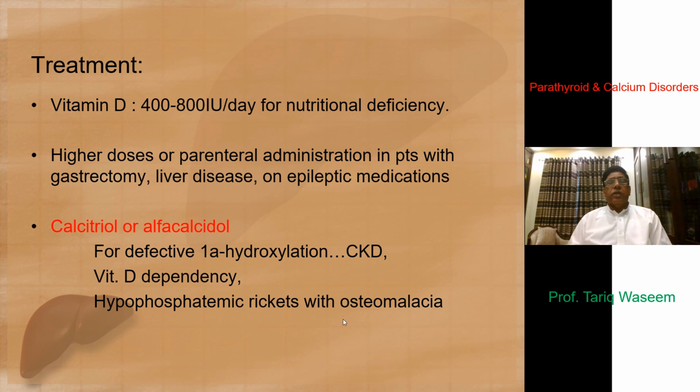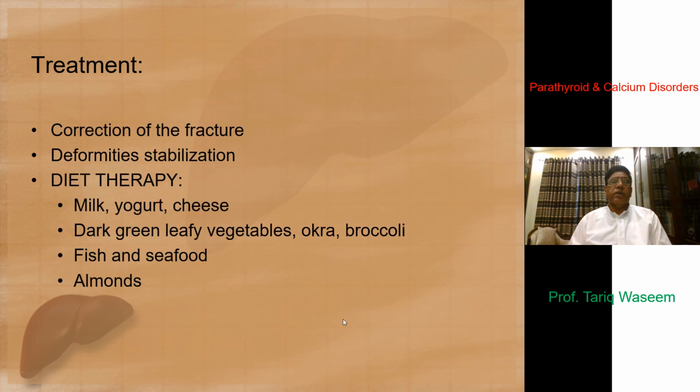Vitamin D is usually given at a dose of 400 to 800 units per day for nutritional deficiency, but if we are treating, say, a deficient state, a higher dose or parenteral administration in the form of intramuscular injection may be required. Calcitriol or alfacalcidol, the activated vitamin D3, is used for 1-alpha hydroxylation defects in patients with CKD or those who have vitamin D dependency, and hypophosphatemic rickets and osteomalacia would also require vitamin D supplementation.